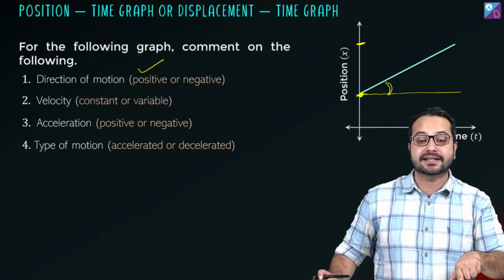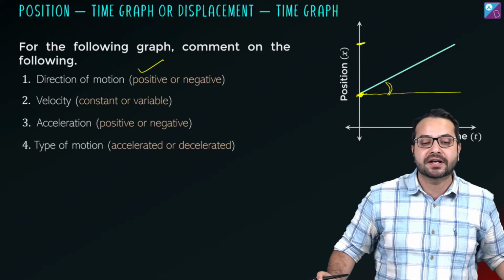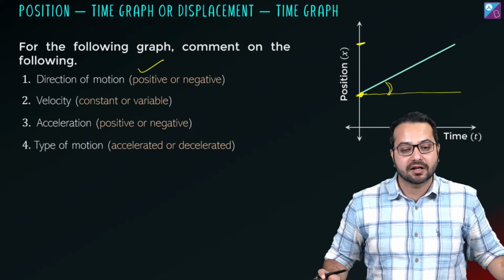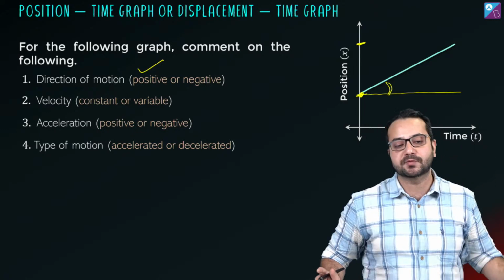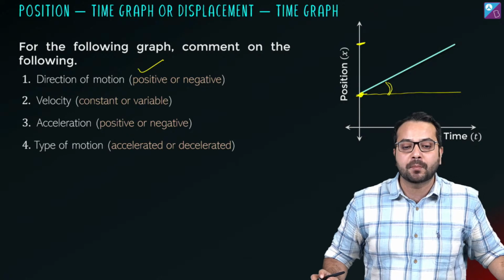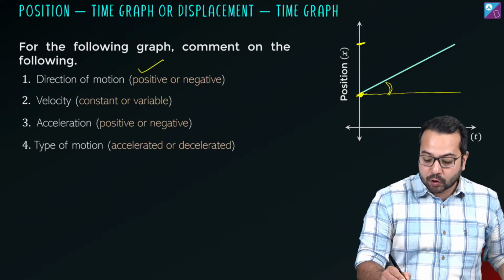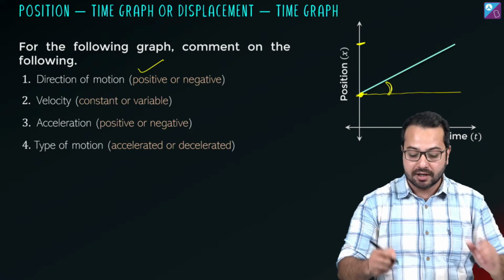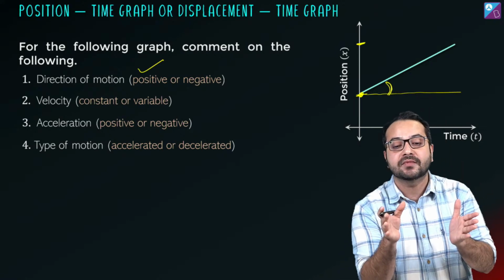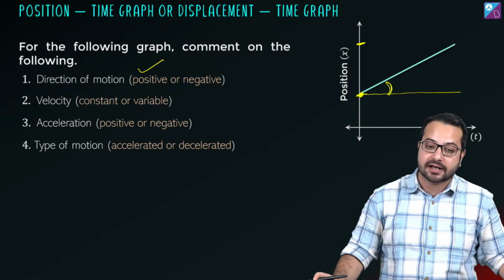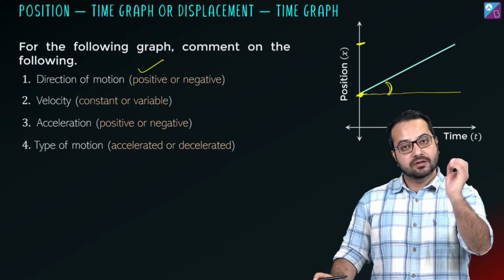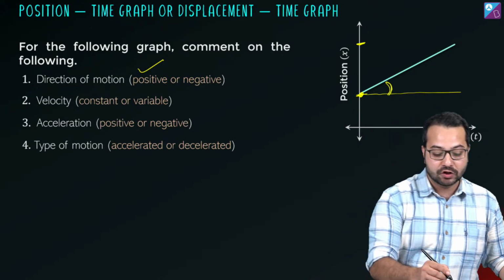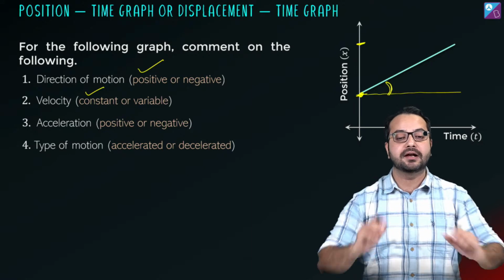Okay, next. Velocity, constant or variable? Swastika, your answer is absolutely right. And your reason is also right, because slope does not change. Correct? So how do we know that the slope does not change? Because we see a straight line and the slope is constant. Is that correct? Which means the velocity is going to be constant. So constant is going to be our correct option.